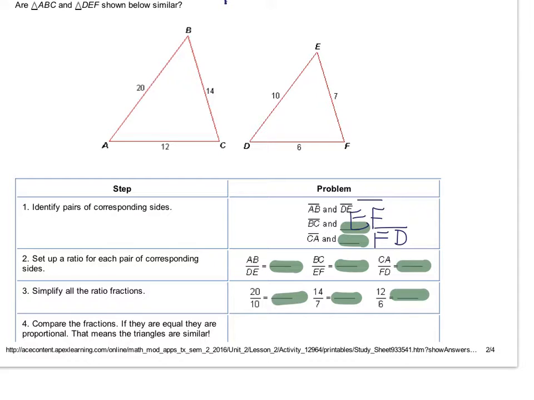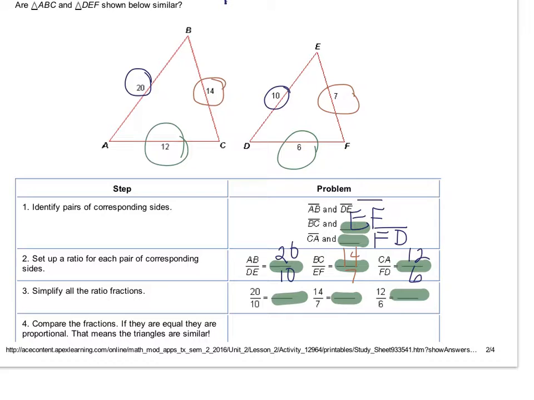So AB, which is here, and DE, which is here. I'm just going to write those as a fraction, just as it's given. So that one is 20 over 10. And then BC is 14 and EF is 7, so 14 over 7. And CA is 12 and FD is 6, so 12 over 6. And I'm going to go back and put it in blue because I didn't think the green would show. And then it says, simplify all the ratio fractions. That's number 3. Well, 20 over 10, 14 over 7, 12 over 6: 20 divided by 10 is 2.